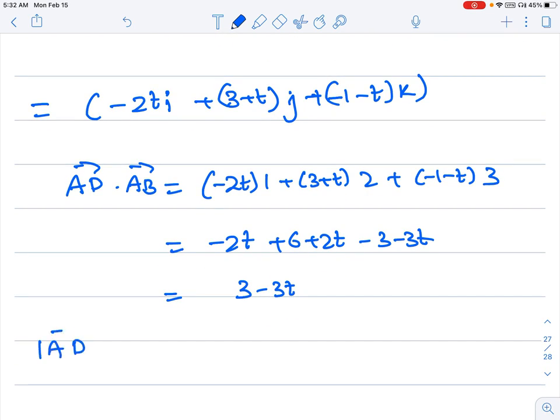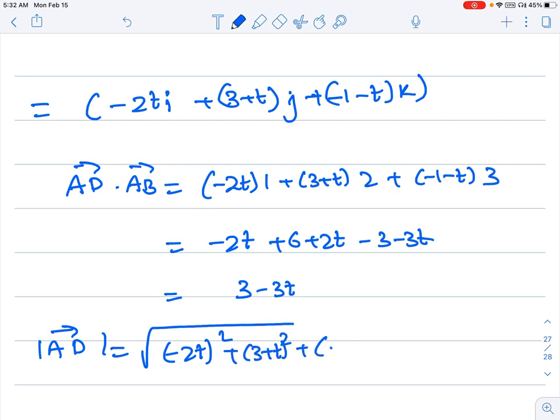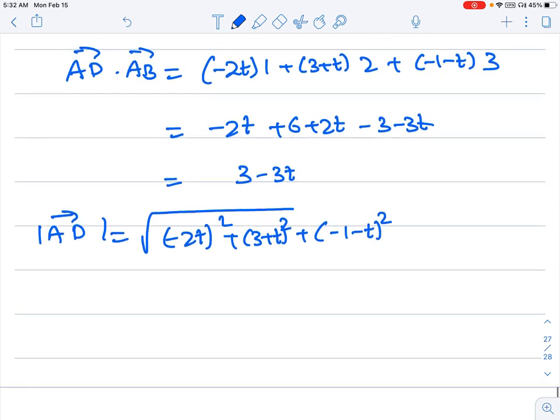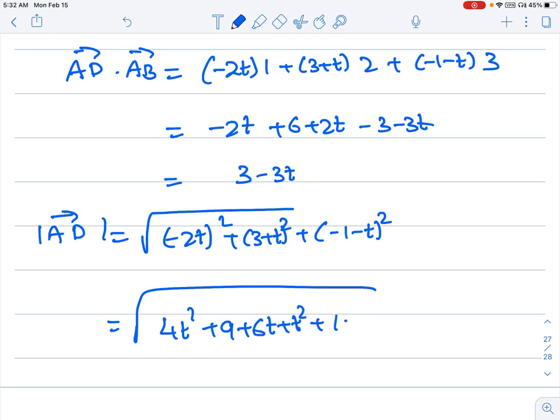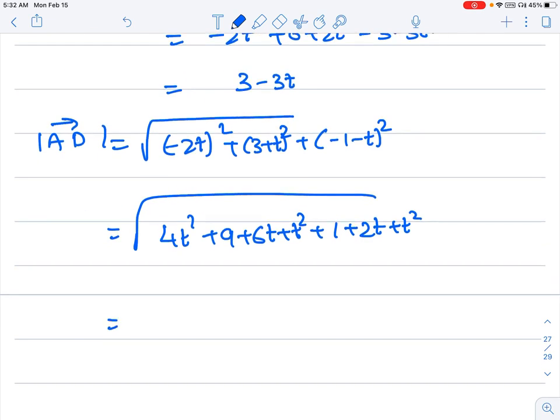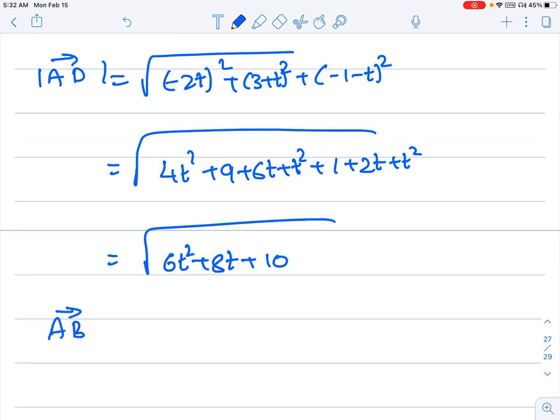Then I find the modulus of AP, which is the square root of (minus 2t) square plus (3 plus t) whole square plus (minus 1 minus t) whole square. So it becomes 4t square plus 9 plus 6t plus t square plus 1 plus 2t plus t square. So it becomes 5t square plus 8t plus 10. Then the modulus of AB.